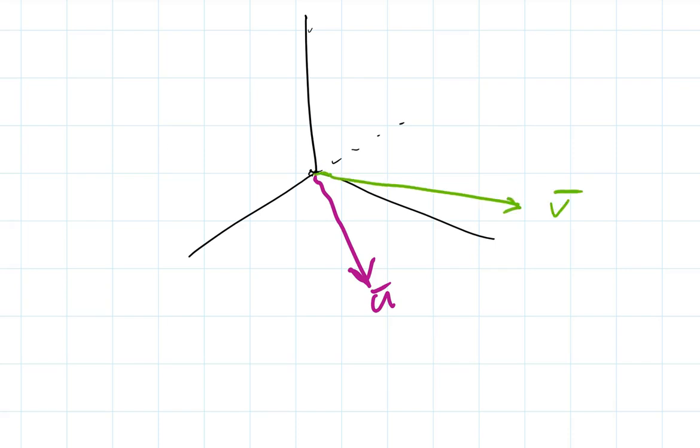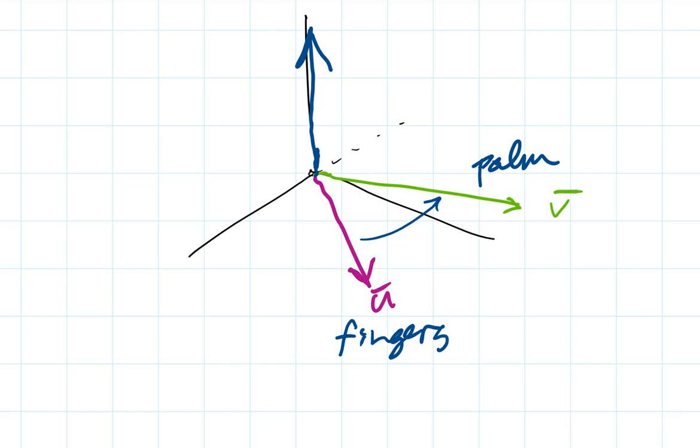V. And now when you do u cross v, you do u cross v with your right hand. So here are your fingers along u, and then your palm is along v. The cross product would send your thumb up this way. Okay, so this is u cross v, and in this case it was 0, 0, 11, which would send it up the positive direction. All right, so that's how the cross product works.